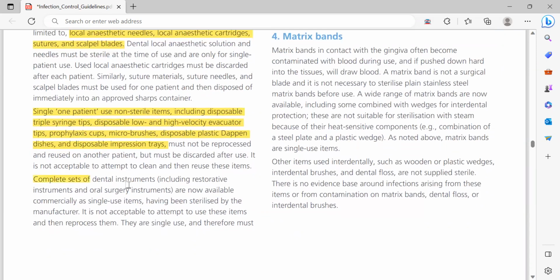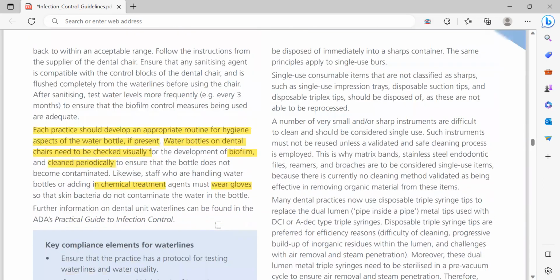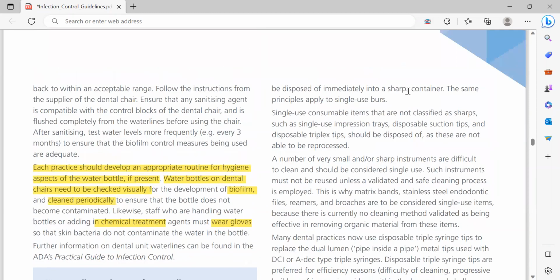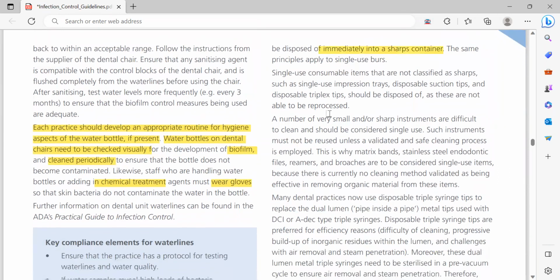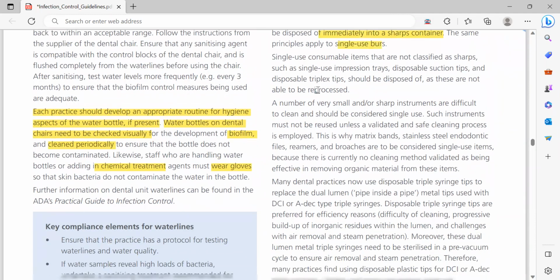Complete sets of dental instruments, including restorative and oral surgery instruments, are also available commercially as single-use items, having been sterilized by the manufacturer. They are single use and therefore must be disposed of immediately. If you are discarding the instruments, they should be discarded in the sharps container. The same principle must apply to single-use burrs.